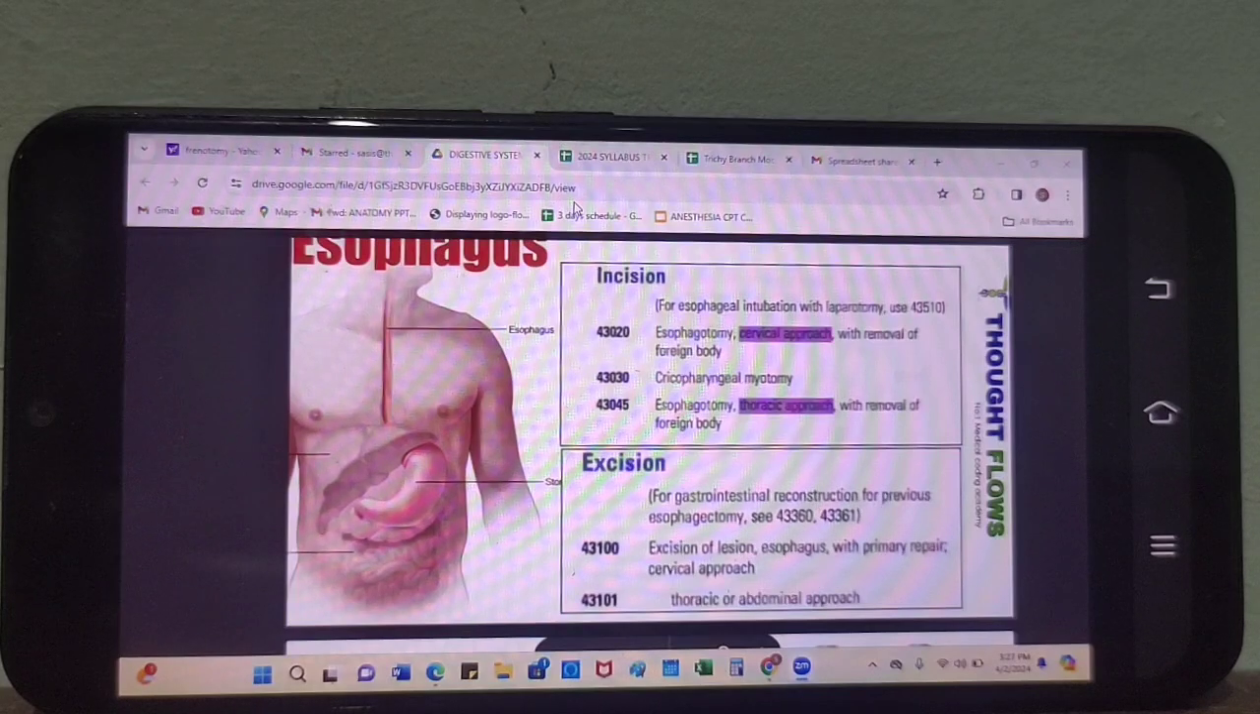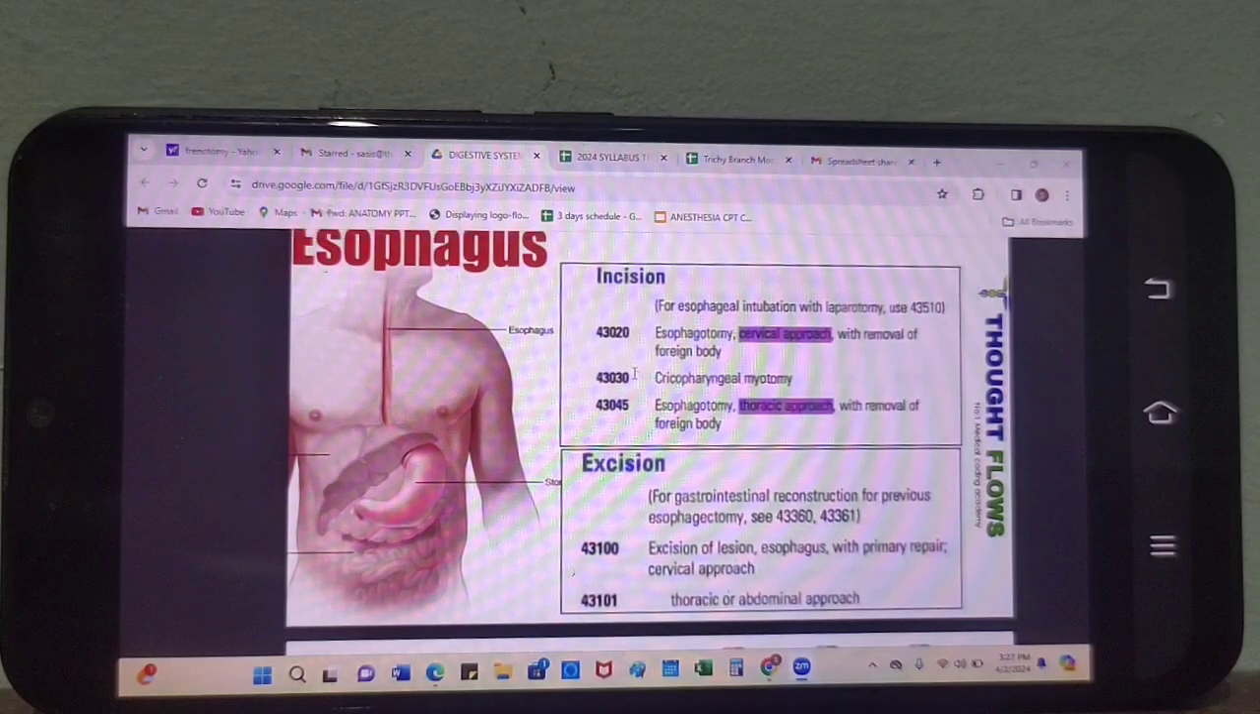Then cricopharyngeal myotomy means the doctor just removes the muscle from the pharynx. That is cricopharyngeal myotomy, 43030.